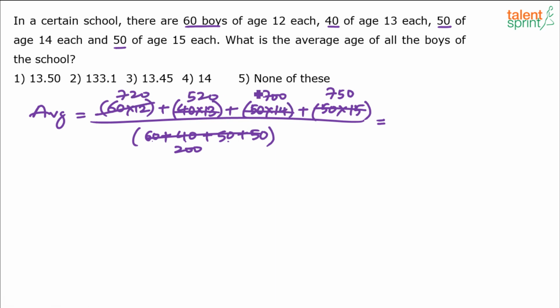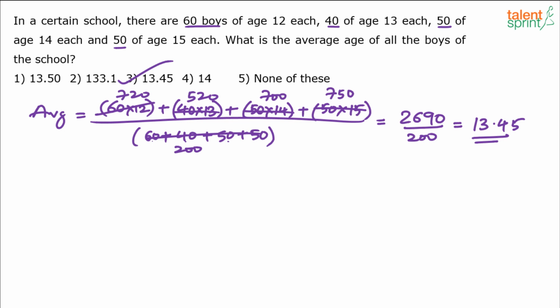720 plus 520 is 1240. 1240 plus 700 is 1940. 1940 plus 750 is 2690. 2690 divided by 200, how much is that? That's like 269 by 20 or 26.9 by 2, which comes out to be 13.45. So 13.45, option 3 has to be the answer. Correct? Option 3 has to be the answer.